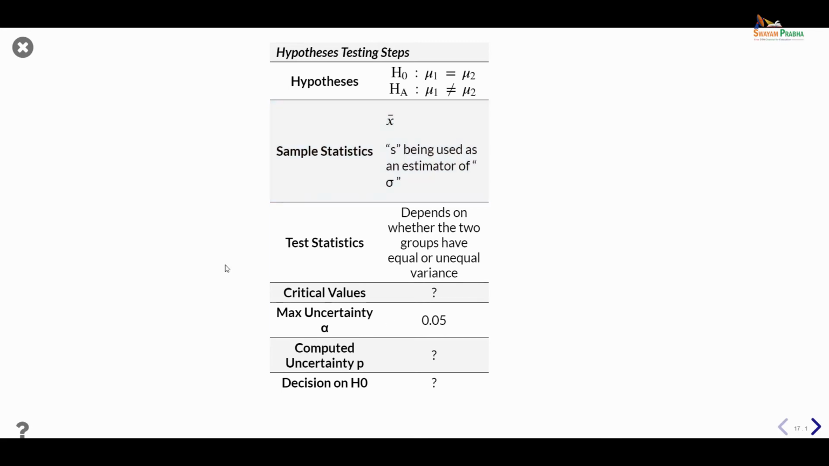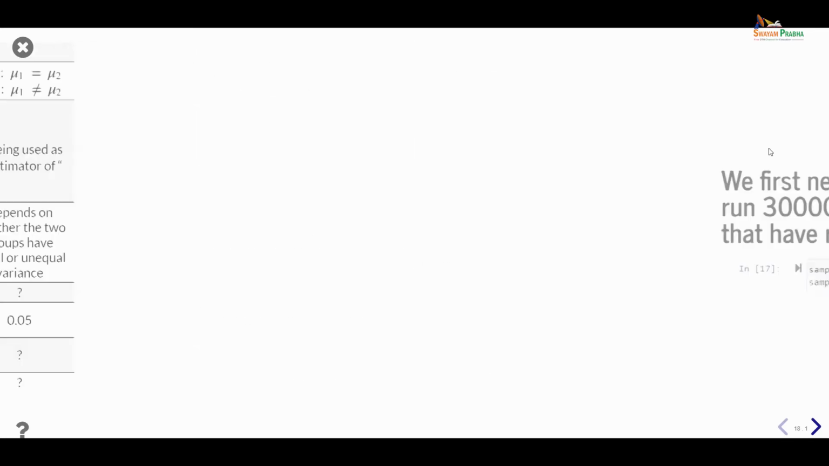We have two kinds of test statistics here. The first test that we need to do is an F test, followed by a T test. The F test is performed to check whether the two groups have equal or unequal variances, and then we do the T test. Similarly, you are also going to have two kinds of critical values and two values for the computed uncertainty. Based on that, we are going to take a call on the hypothesis that we earlier stated, and we are assuming a significance level of 0.05. So let's see how to go about it.